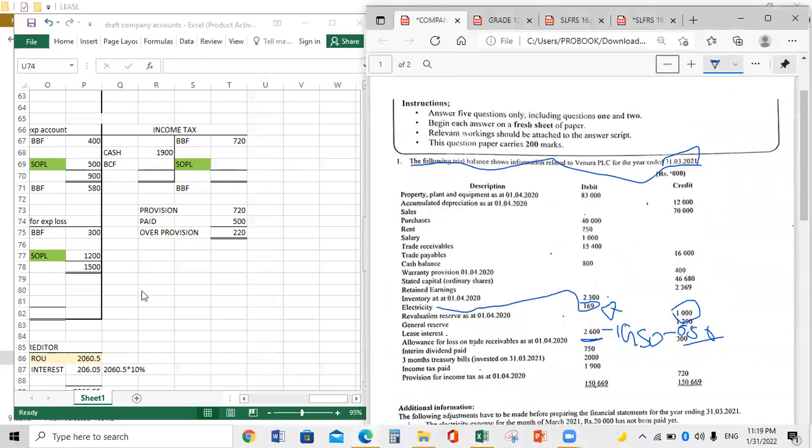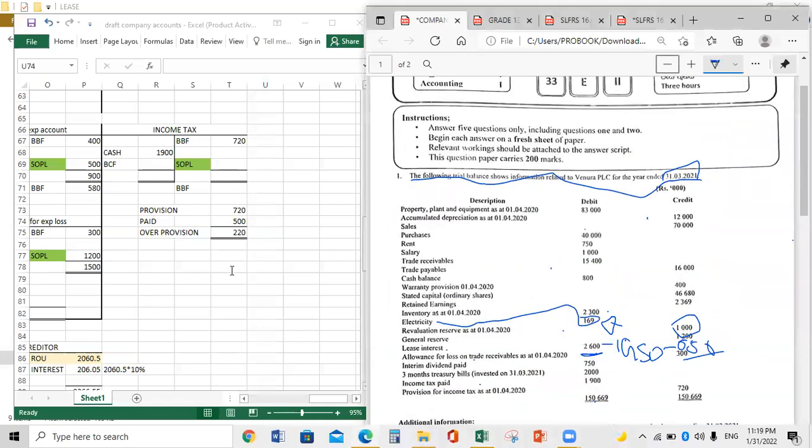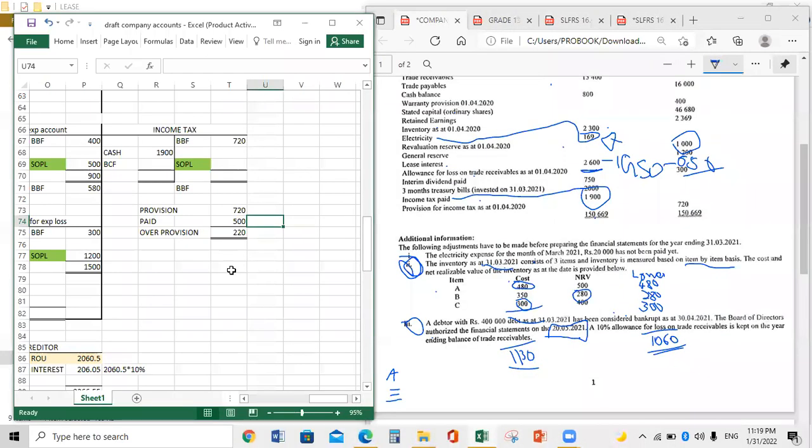Okay, so now see, you have paid tax totally 1,900. Inside this 1,900, how much did you pay for the last year? Quickly tell me. 500. If you have paid 500 for the last year, for the current year how much did you pay? 1,900 minus 500. For the current year, you have paid 1,400.